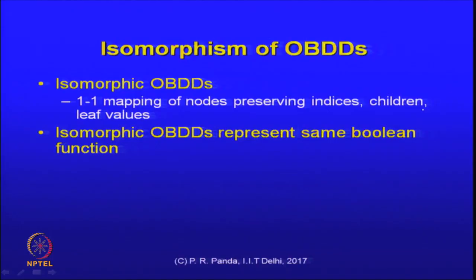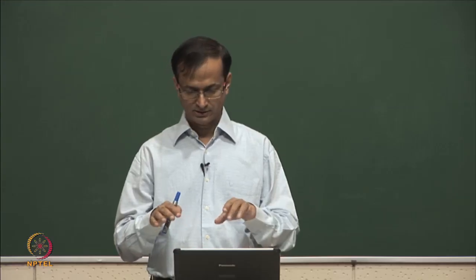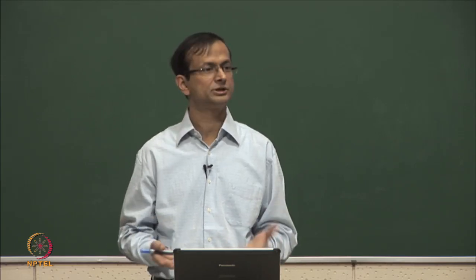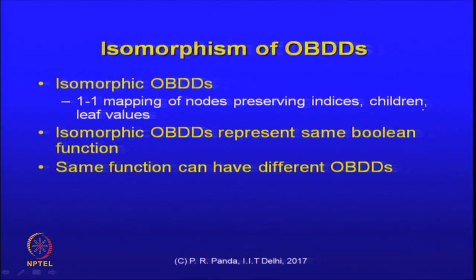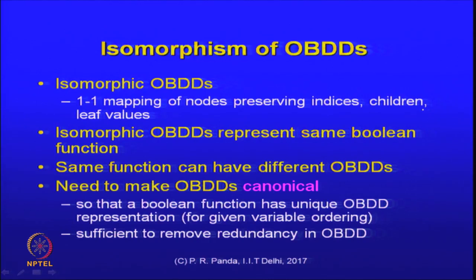Isomorphic OBDDs of course would represent the same function, because there is a function that is associated with every node. So, if you have established that the nodes are identical, they have the same value, and everything that is rooted at that node, those are also identical, then the functions are also identical. However, the same function can still have different OBDDs. There is a need for us to make these OBDDs canonical. It is not yet canonical because the same function can have different OBDDs. We will see with an example.